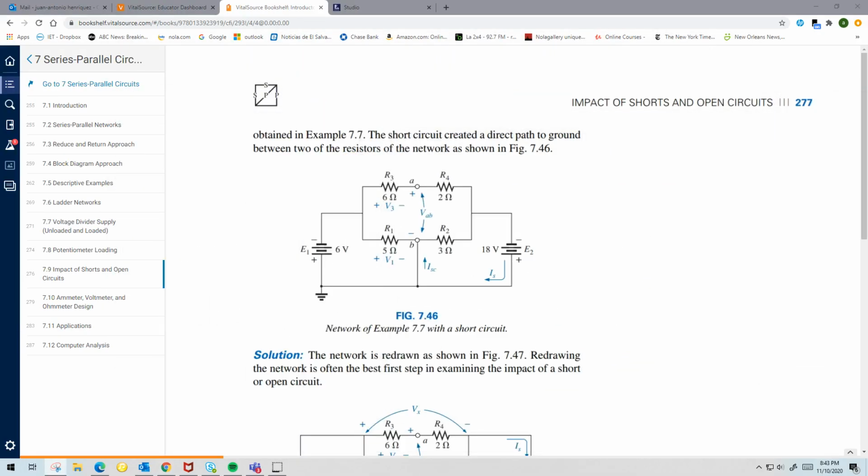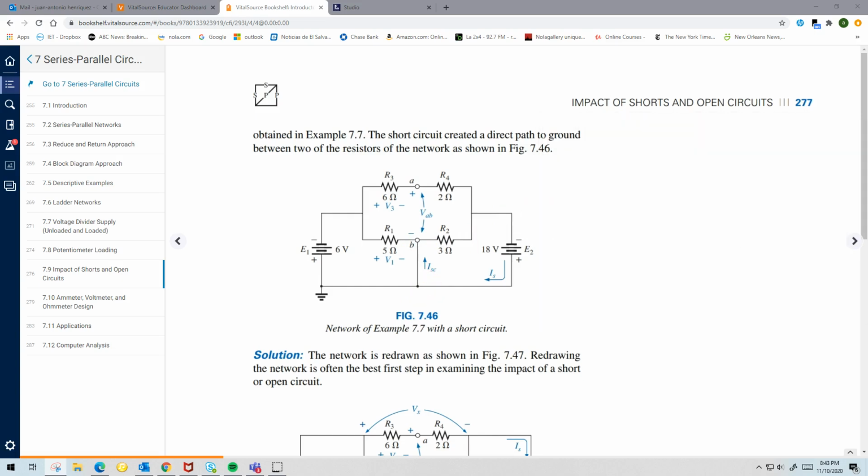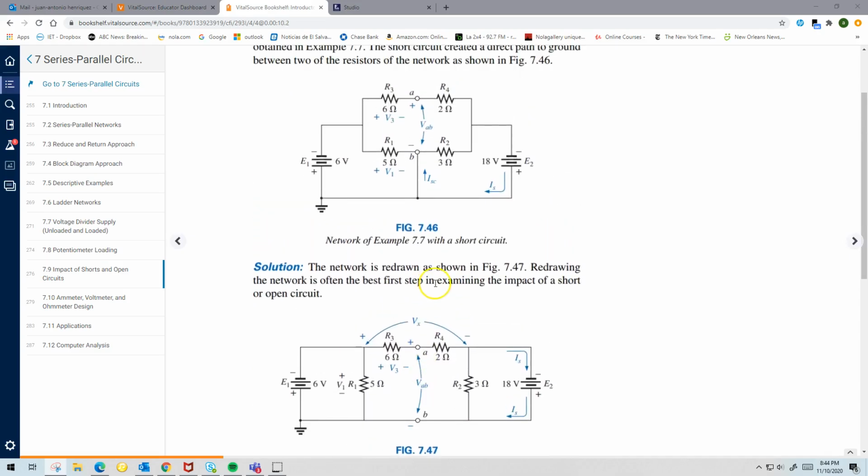See what they've done? Let me reduce this a little bit. I think that's better. This is the original example 7.7, and what they've done is they shorted this point from B to ground. They created a short. And what they're saying is, let's see what the impact is of having that short in the circuit.